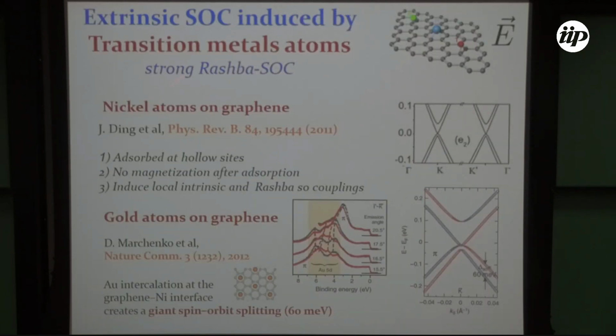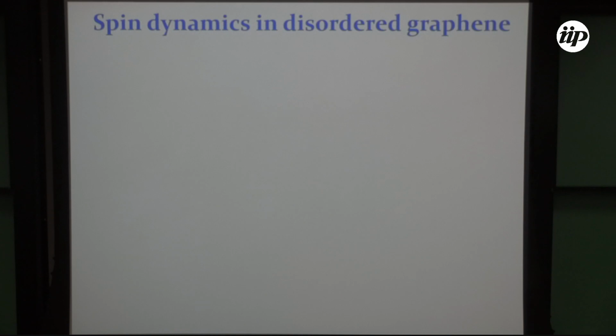For instance, if there are some metallic atoms on top of it, some initial calculations and experiments have shown that you get this kind of band structure. This is exactly what I showed in the previous slide. You introduce very strong Rashba or intrinsic and Rashba spin-orbit coupling. So it's there, but it's due to impurities. So you have to deal with disorder in addition to this local spin-orbit coupling field.